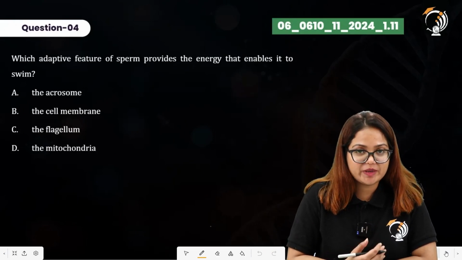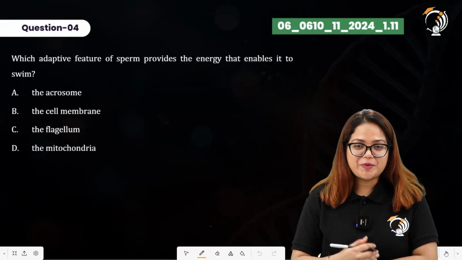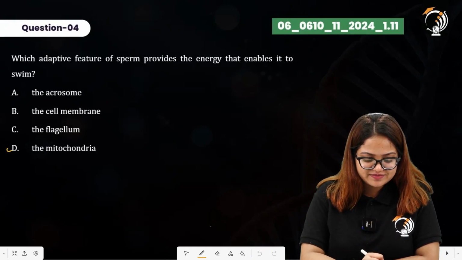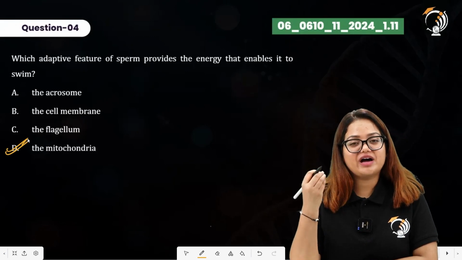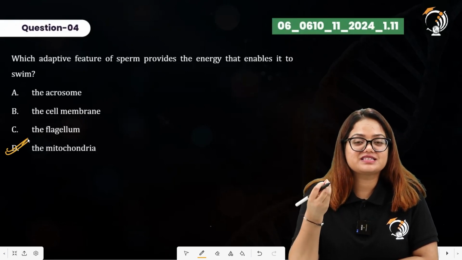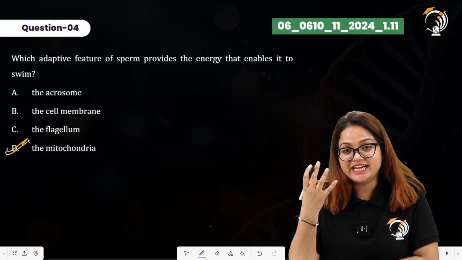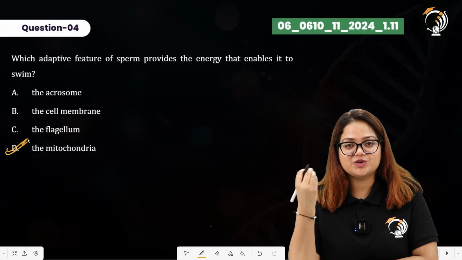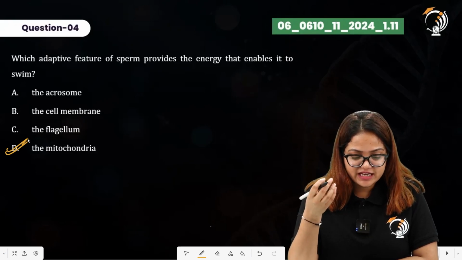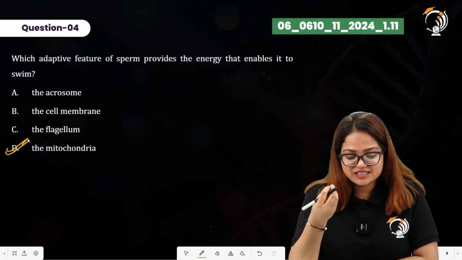We have question number 4 that says which adaptive feature of sperm provides the energy that enables it to swim? So the energy is provided by the mitochondria. Alright. So since it is the powerhouse of the cell, mitochondria is able to generate ATP. That is the energy. And by this, it is enabling the sperm cell to swim.